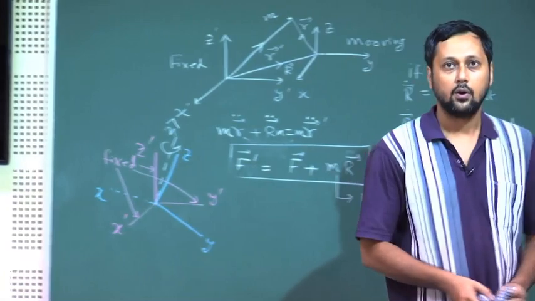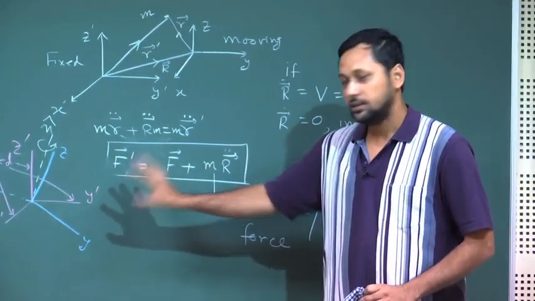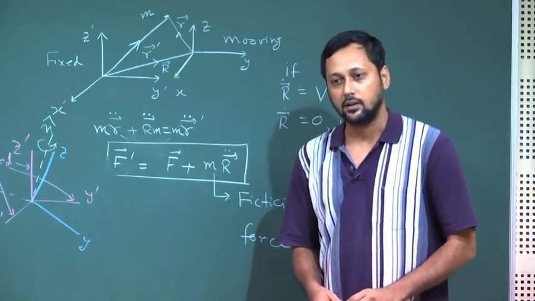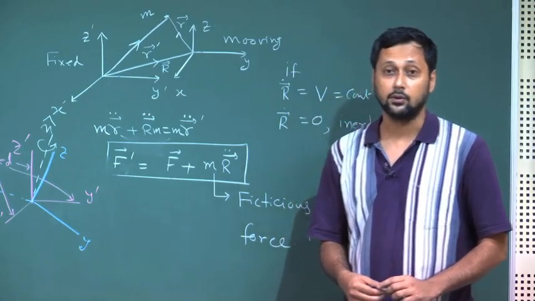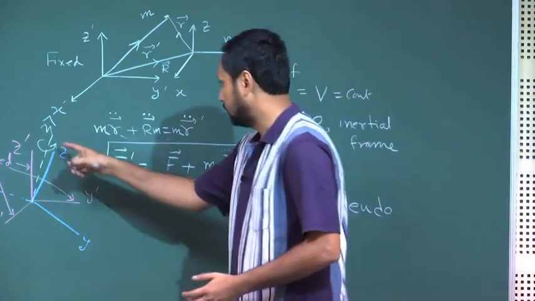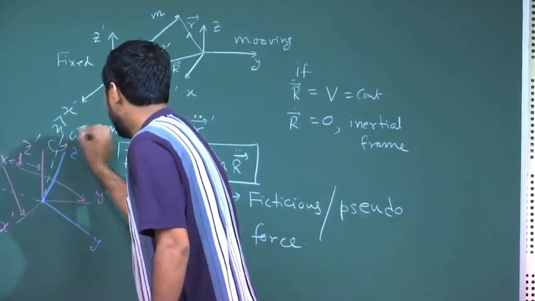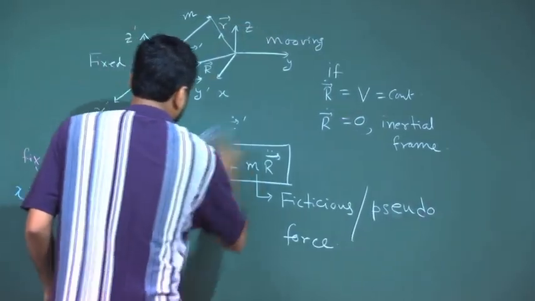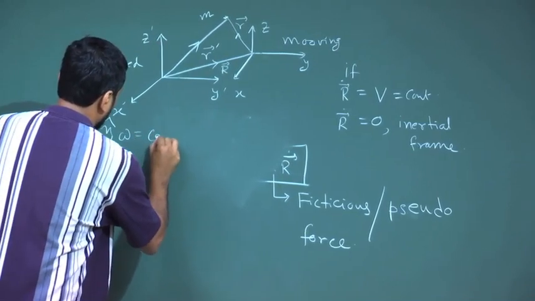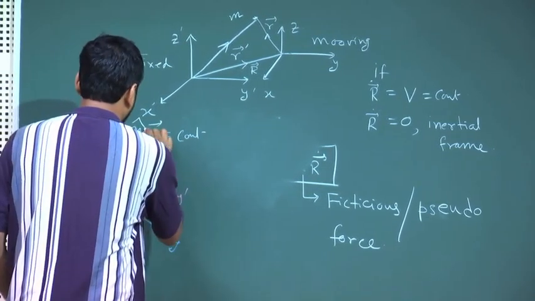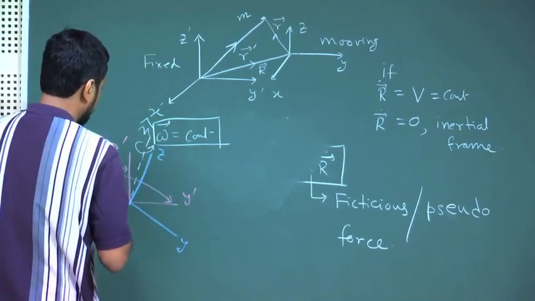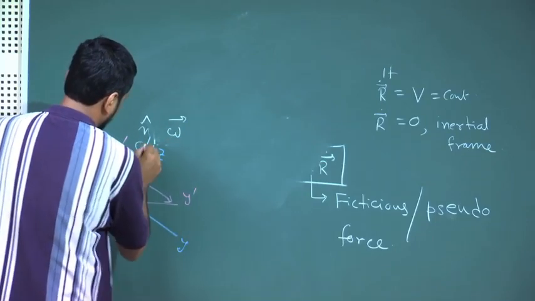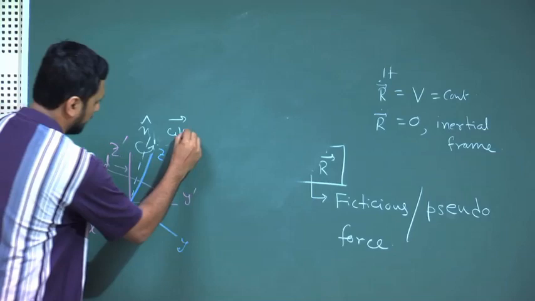So this is a case of rotation. Now let us assume a situation where the rotation is with a uniform velocity. The rotational velocity described here is omega, which is some kind of constant. So let us assume omega is constant, omega vector is constant. This is my direction, and the rotational velocity omega, which is the velocity of this rotation, is a constant.